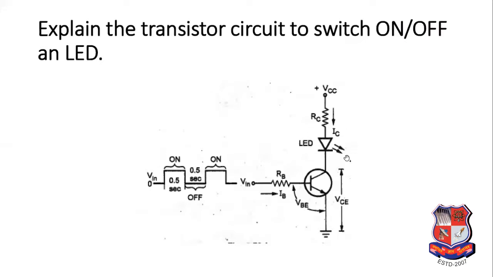If we provide a square wave at the input, meaning at the base terminal, then the transistor will continuously turn on and off. You can see here the T on cycle is 0.5 second and the T off cycle is 0.5 second. So the LED will continuously blink every 0.5 second. It will turn on for 0.5 second and turn off for 0.5 second. So this is our last topic of the chapter.